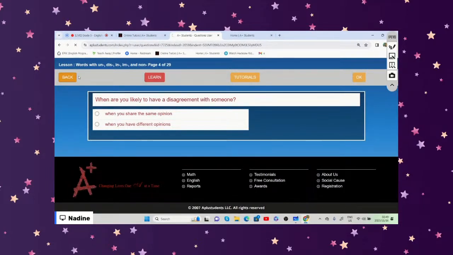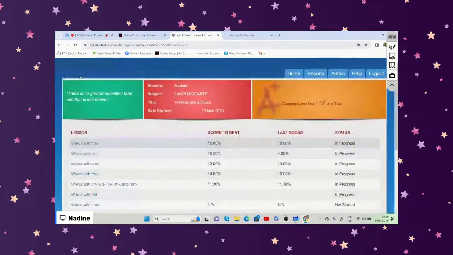All right, so that is the end of our lesson on prefixes and suffixes. Remember, a prefix is added at the beginning of a word, and to determine the meaning of a specific word, you need to know the meaning of the prefix. A suffix is added at the end of a base word, and it also changes the meaning of the word.